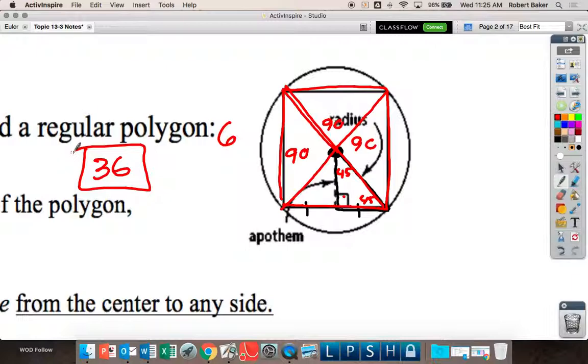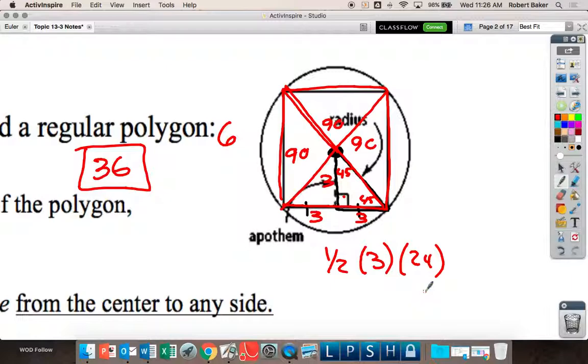So if this length here is 6, how big is each of these lengths right here? 3. How long is this piece? Because it's a 45, 45, 90, the legs are congruent. So if I do 1/2 the length of my apothem times the perimeter, 6, 12, 18, 24.